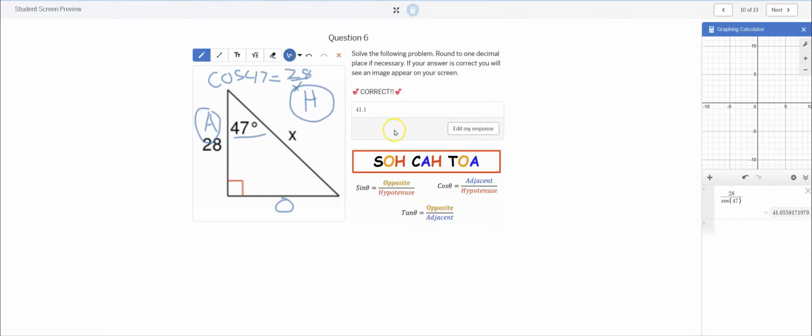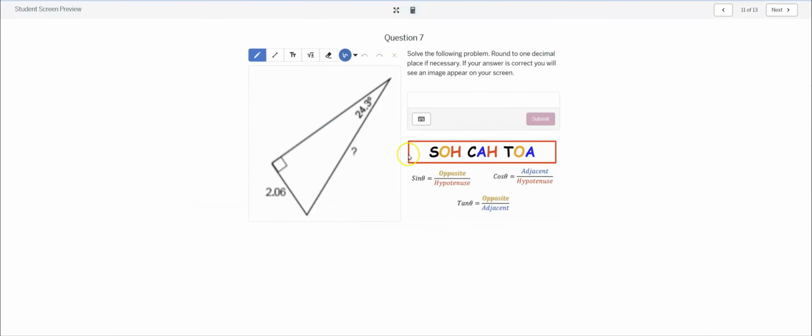Right? And round 5 and higher. It's 41.1. Alright, 2 more. We're doing great. Let's go ahead and label our sides again. We see where our right angle is down here. And so this will be our hypotenuse.